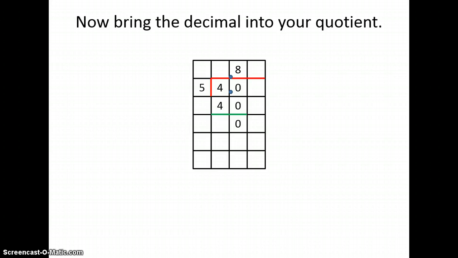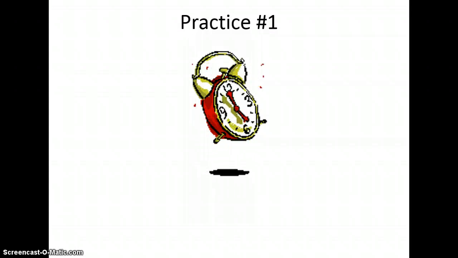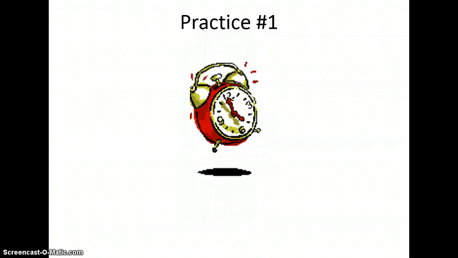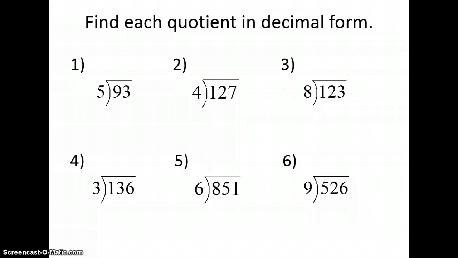Okay? Now, in this video, there's going to be 2 practice portions. This is the first portion. You're going to turn your paper sideways, just like you did for adding and subtracting decimals and multiplying, and you are going to work out problems 1 through 6 to find each quotient in decimal form. So we're not going to leave it in remainder form. Pause the video. When you finish these 6 problems, hit play, and we're going to keep going.